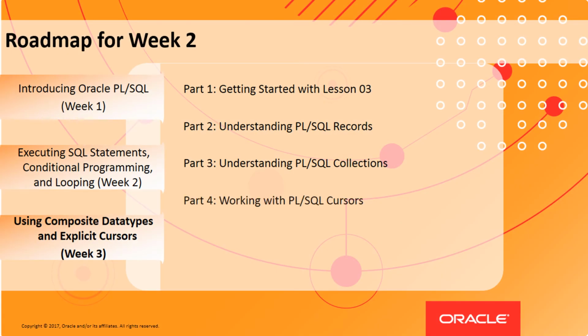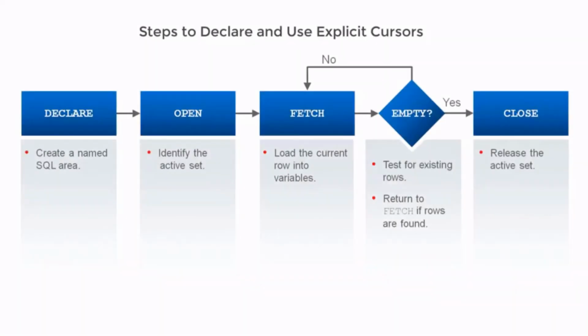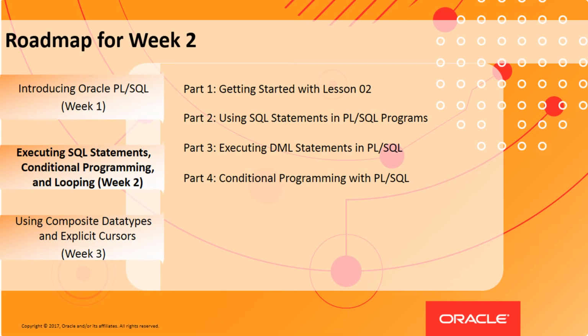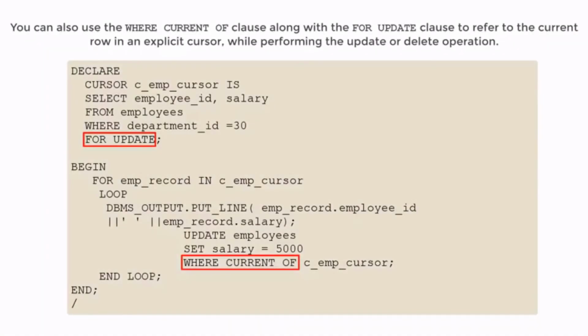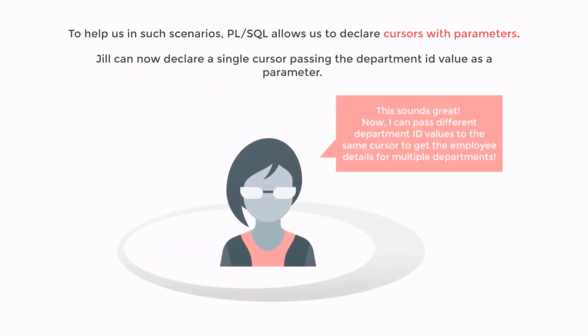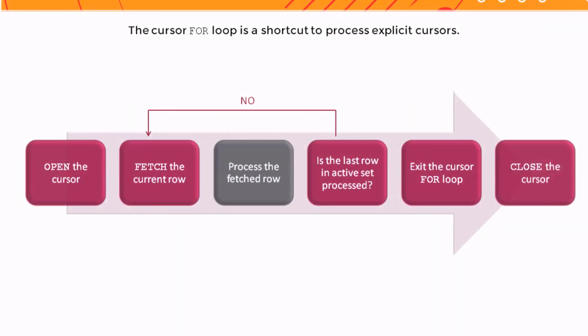The fourth video in week 3 explains what explicit cursors are and how they are different from implicit cursors. This video also teaches you the sequence of steps to be followed in order to use explicit cursors in your PL/SQL programs. In the fifth video titled Exploring Explicit Cursors Further, you will learn how to lock rows in a cursor with the FOR UPDATE clause and reference the current row with the WHERE CURRENT OF clause. You will learn to declare and use cursors with parameters. You will also gain knowledge about using cursor for loops to fetch data.